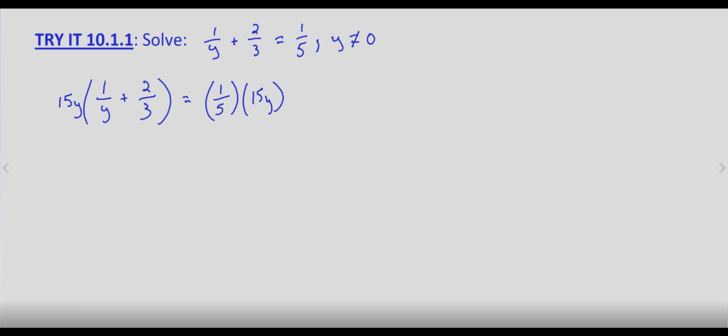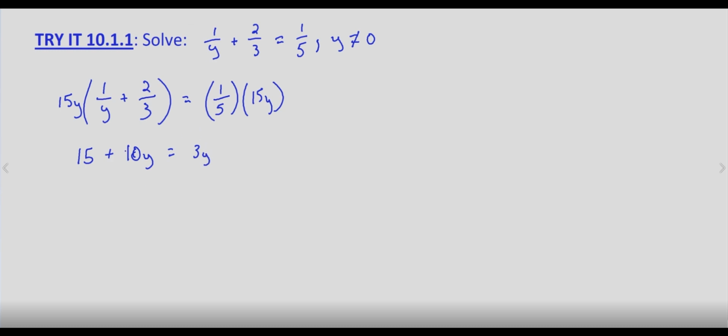So 15y times 1 over y, that gives us 15. 15y times 2/3, we're distributing on this left-hand side. Well, 15 divided by 3 is 5, and then 5 times 2 is 10, and we still have our y. You could also just multiply 15y times 2, which would be 30y, and then divide by 3. You'll get the same thing. And then 15y times 1/5, that's 15y divided by 5, so that would be 3y.